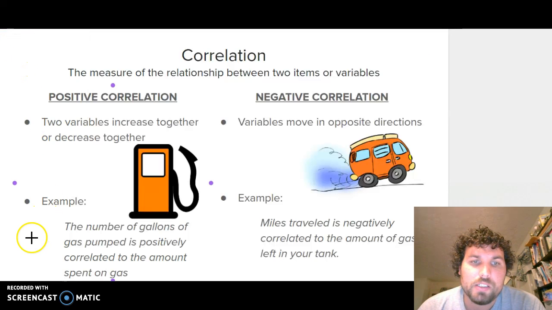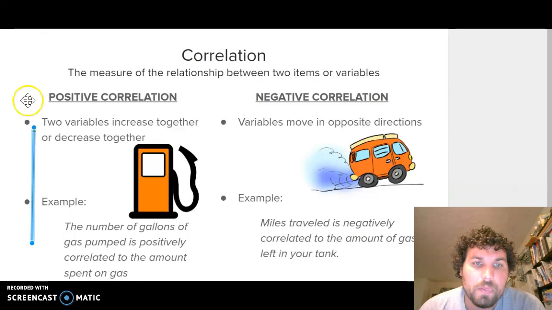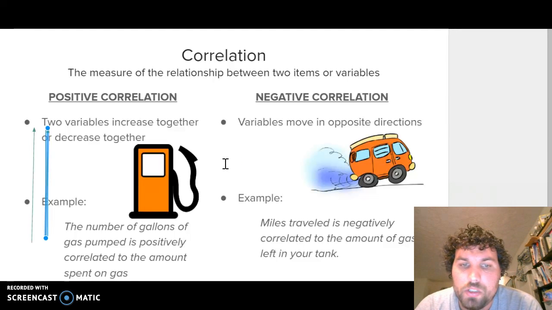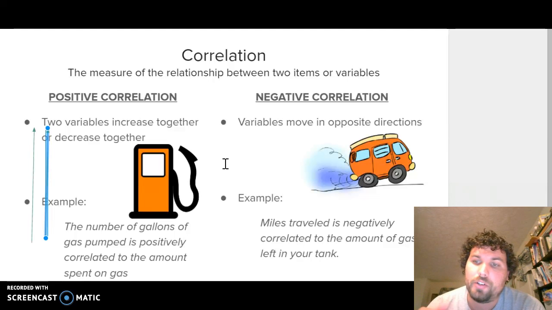In a positive correlation, two variables are going to increase together. They're both going to go up at the same time. For example, the number of gallons of gas pumped is positively correlated to the amount of money spent on gas. For every gallon that you pump, you're going to increase the amount of money that you're going to spend on that gas. It also works in the other direction. The fewer gallons of gas that you pump, the less money you're going to spend. So they're going to move in the same direction, up or down.